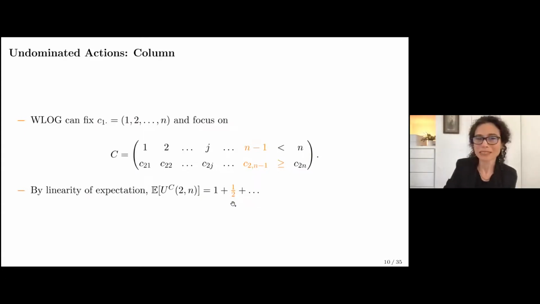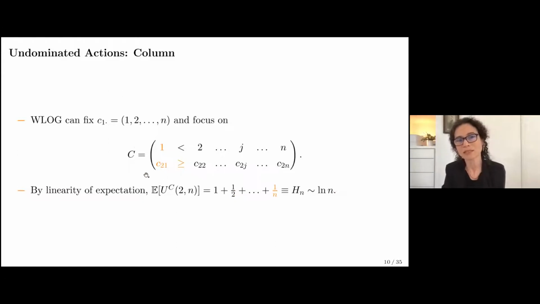In fact, we can continue in this way till we get to the very left. Here, this action is going to be undominated only if C2,1 is greater than everything to the right. Or in other words, if C2,1 equals n. And that happens with probability of 1/n. So overall, what we see already, and you see kind of the hints of this log n that I suggested in the beginning, is that the expected number of undominated actions is going to be the harmonic sum of order n, and that asymptotically behaves like log n.